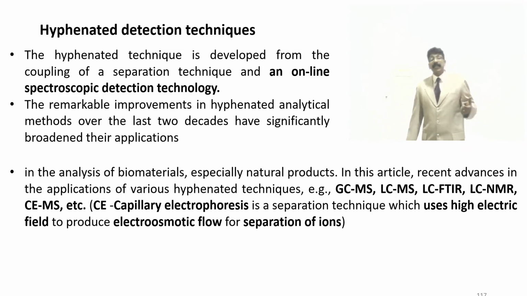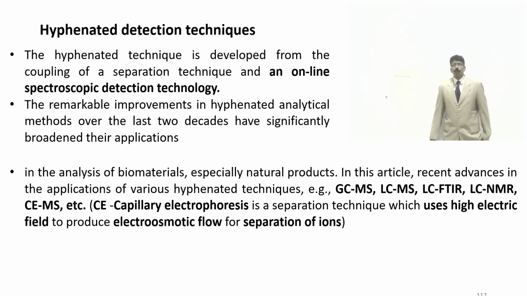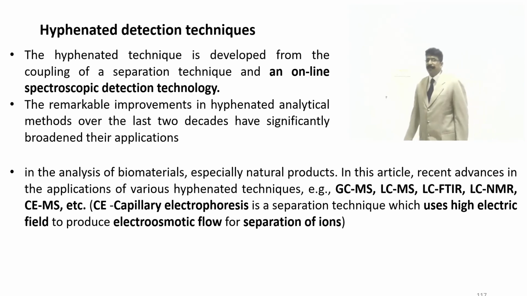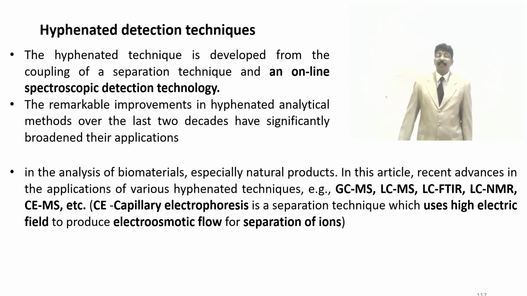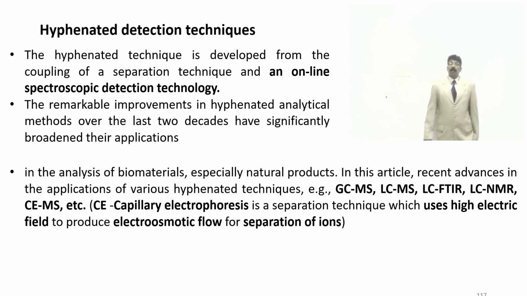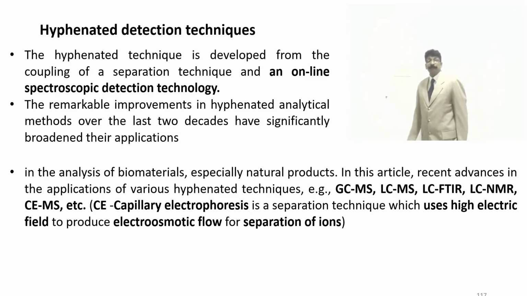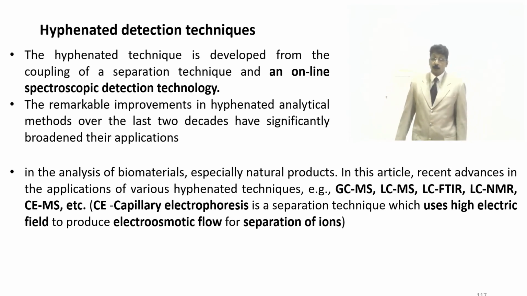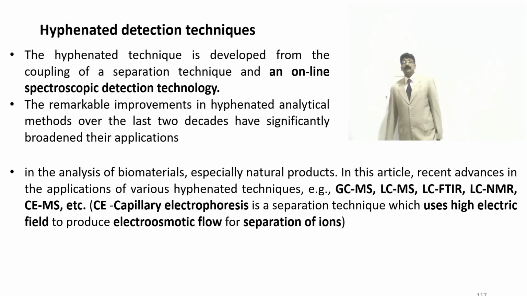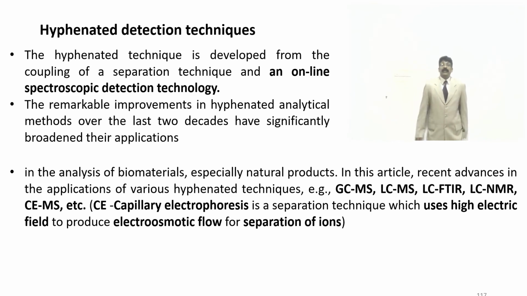In that example, you can see gas chromatography connected with mass spectroscopy, liquid chromatography connected with mass spectroscopy, liquid chromatography connected with IR spectroscopy, and liquid chromatography connected with nuclear magnetic resonance spectroscopy. You can also see capillary electrophoresis connected with mass spectroscopy. So these are some examples which we should mention about the hyphenated detection techniques.